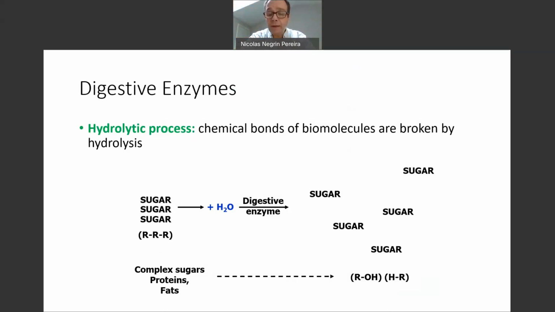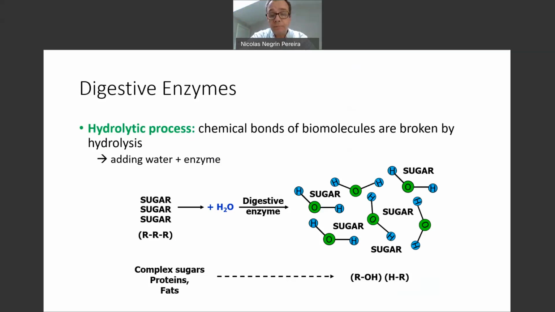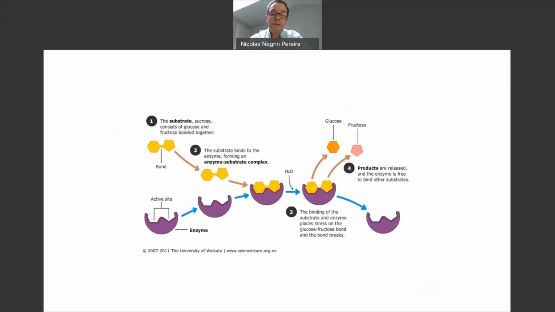So we have, as an example, the case of a sugar, as a generic name, represented by R, and then with the addition of water, the digestive enzymes will cause a hydrolysis of this sugar into much smaller compounds. And this is something that can also be applied as a general model or concept for proteins and fat. So this is the basic mechanism of how enzymes work.